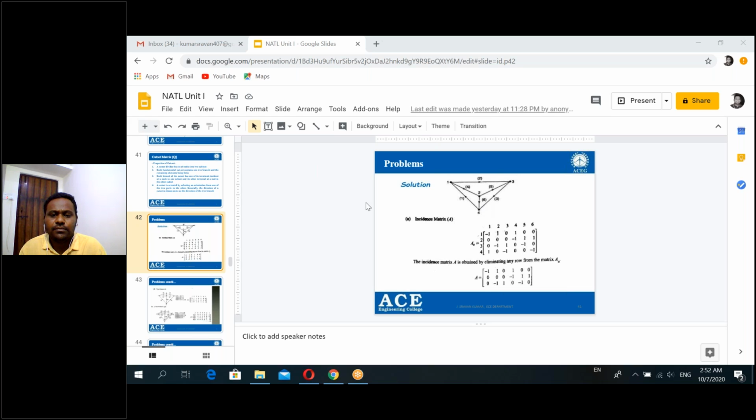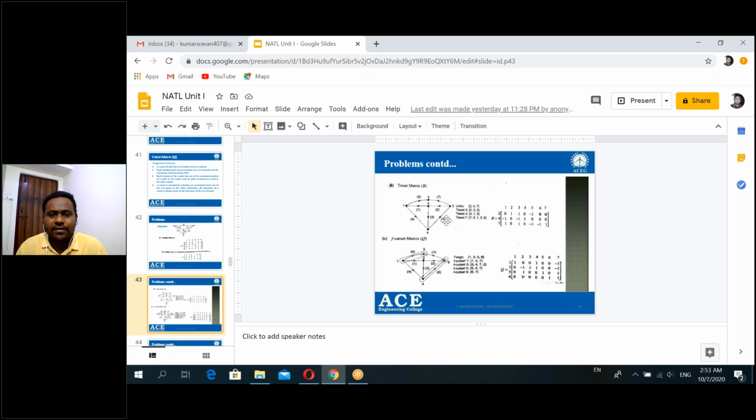Next. See, next here. With the same graph, we are going to solve the tie-set matrix and the cut-set matrix. In the previous class, I clearly stressed the fundamental basic concepts of the tie set and cut set.